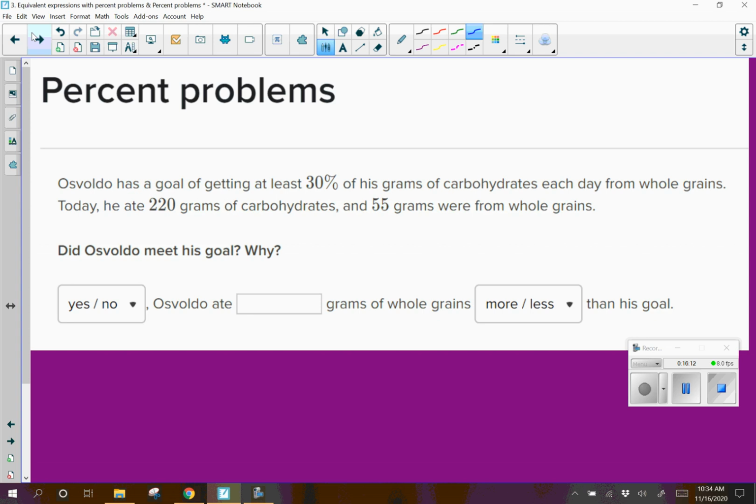Okay, let's take a look at the first one. Osvaldo has a goal of getting at least 30% of his grams of carbohydrates each day from whole grains. Today he ate 220 grams of carbohydrates and 55 grams were from whole grains. Did Osvaldo meet his goal and why? So as we can see, the first question is a drop down, yes or no. And then they want to know how many grams he ate and if it was more or less than his goal.